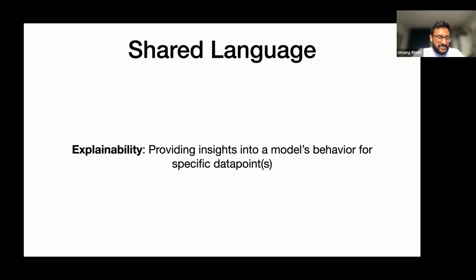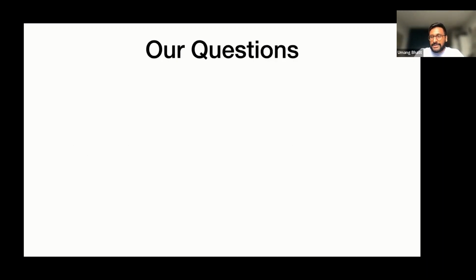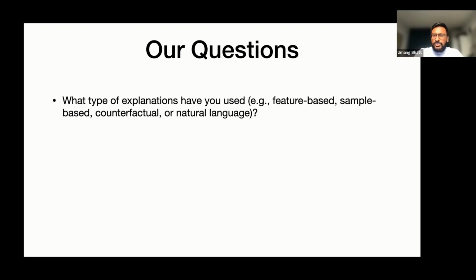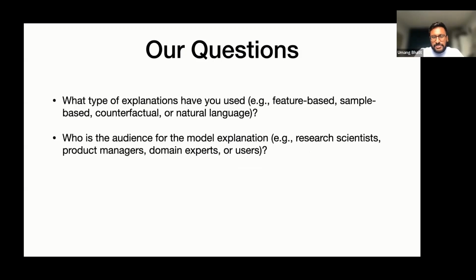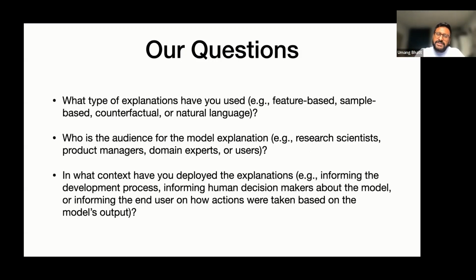But with this definition of explainability in mind, we can actually come up with a set of questions that we want to ask each of these individuals that I just mentioned, right? So the questions we ended up asking, I'll kind of zip through them. They include what types of explanations you're using, who's the audience of your explanation, whether it be research scientists, domain experts, product managers, whoever it is, and then in what context are you actually using these systems, right? How does this inform your dev process and inform any decision makers downstream, or even end users for that matter?